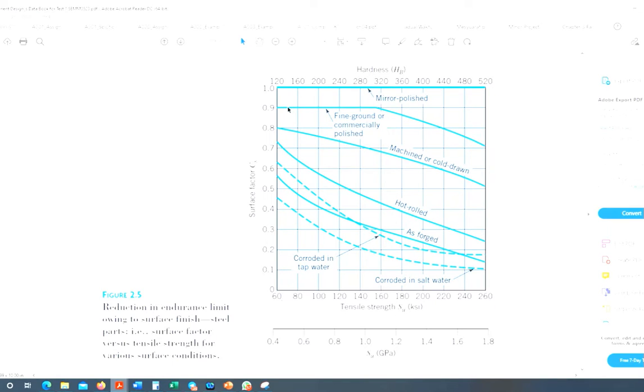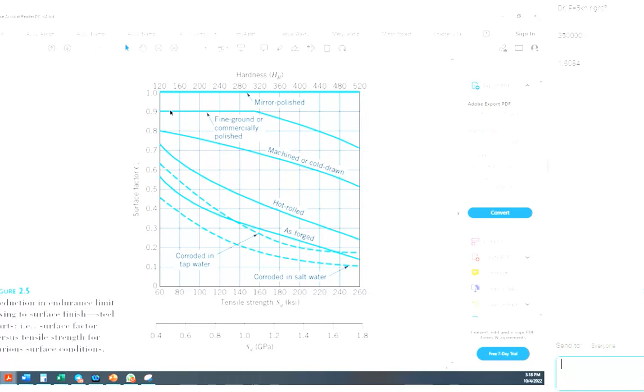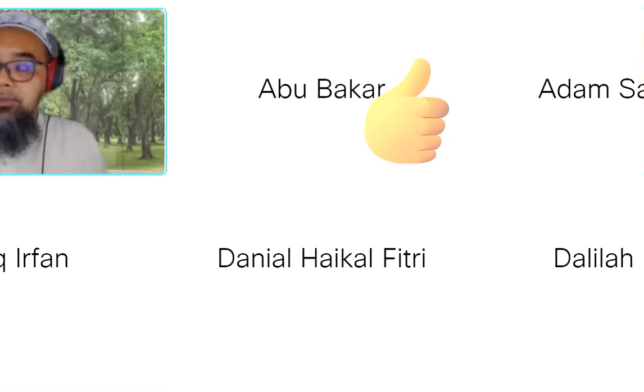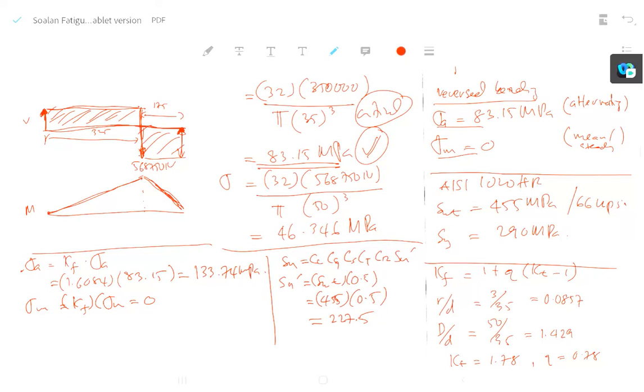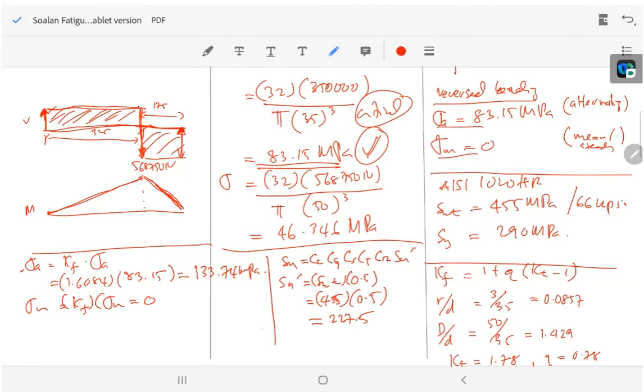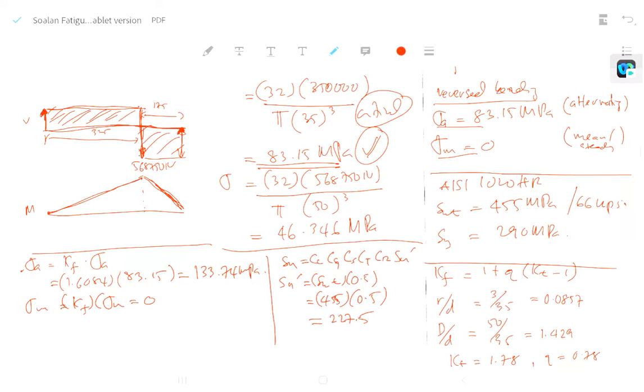Okay, 0.9. So we have all of these and we multiply them. So the Sn we have is 161.73 megapascal.